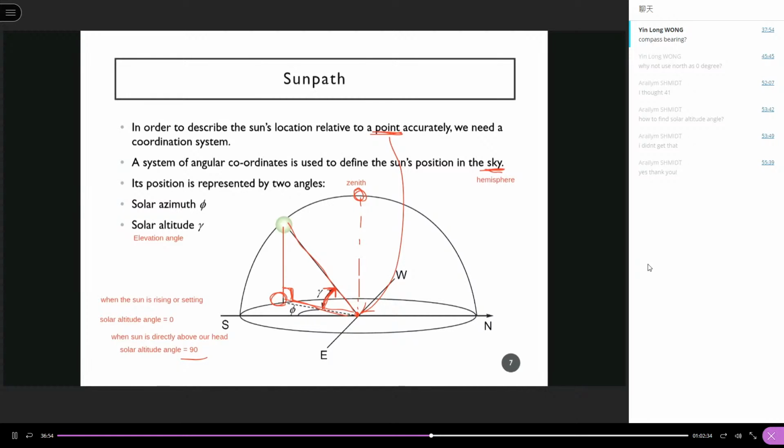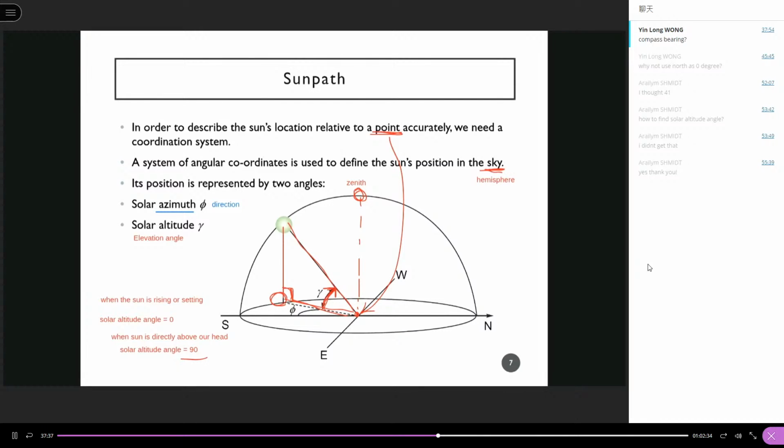All right. Apart from the solar altitude, we have another angle which is called solar azimuth. The solar azimuth angle tells which direction the sun is in, whether the sun is in the east or south or west or north. We use the azimuth angle. So it is about the direction.